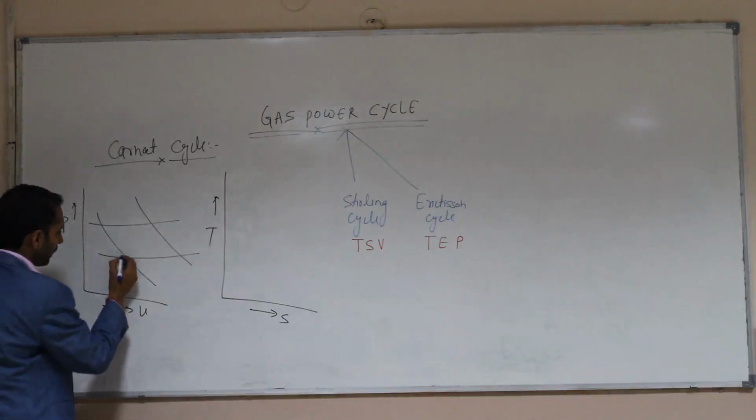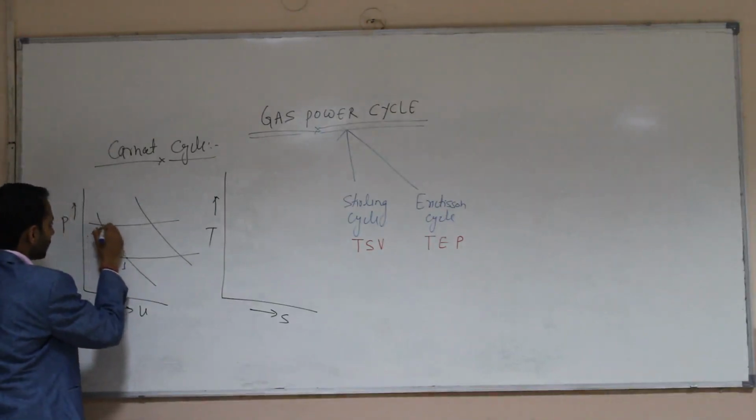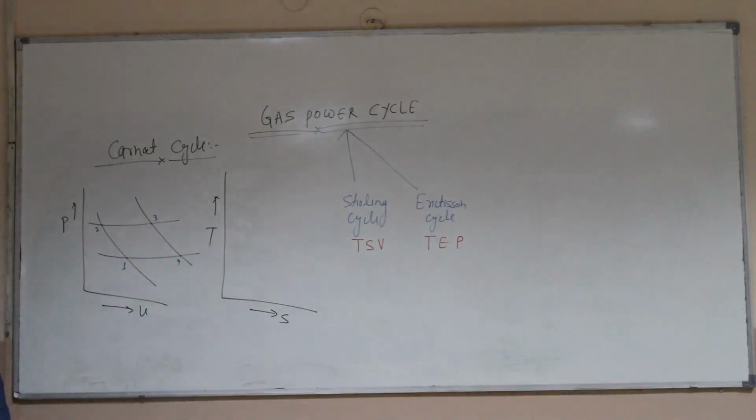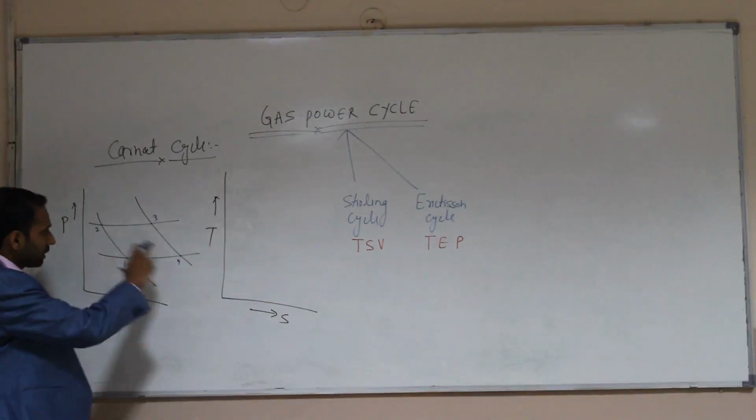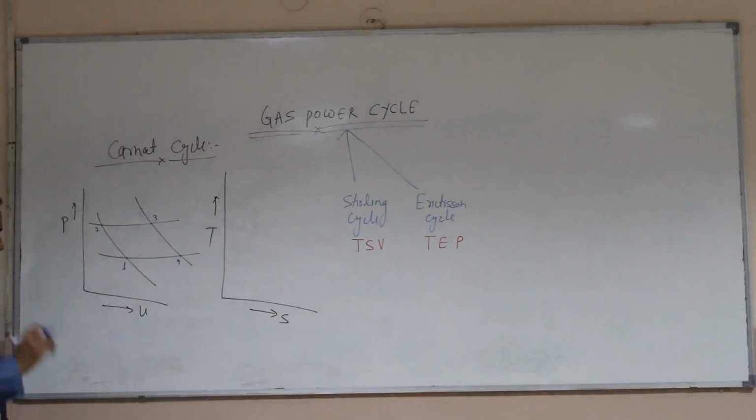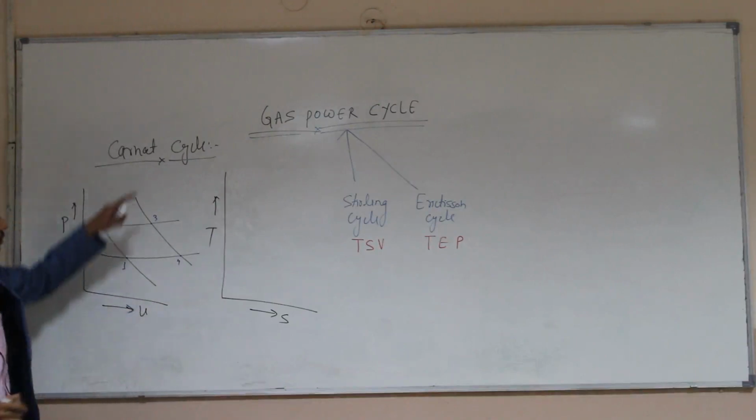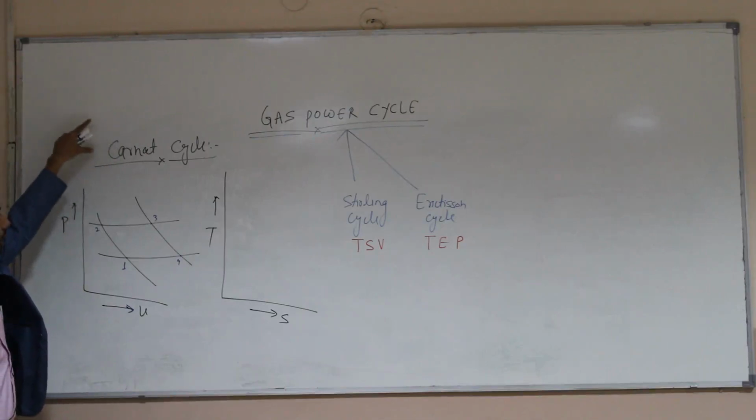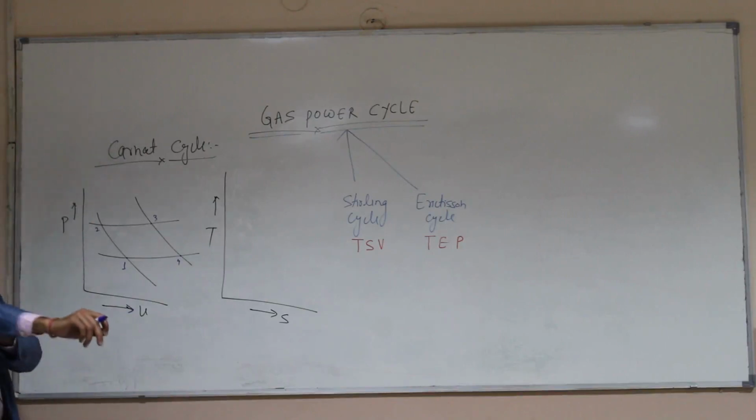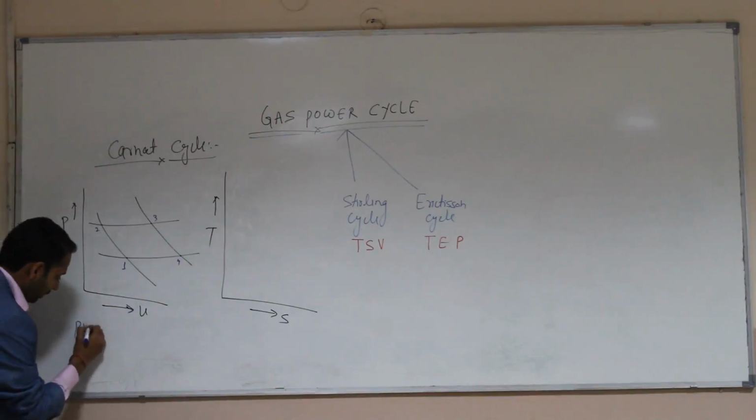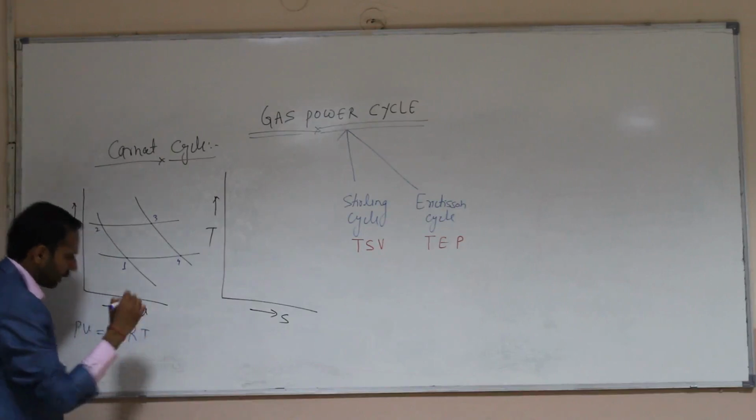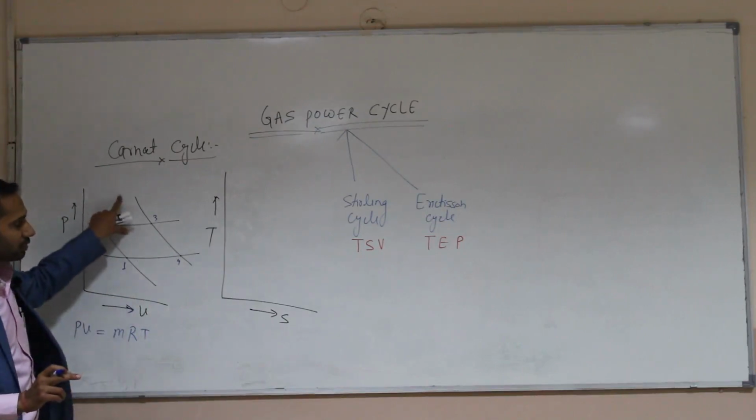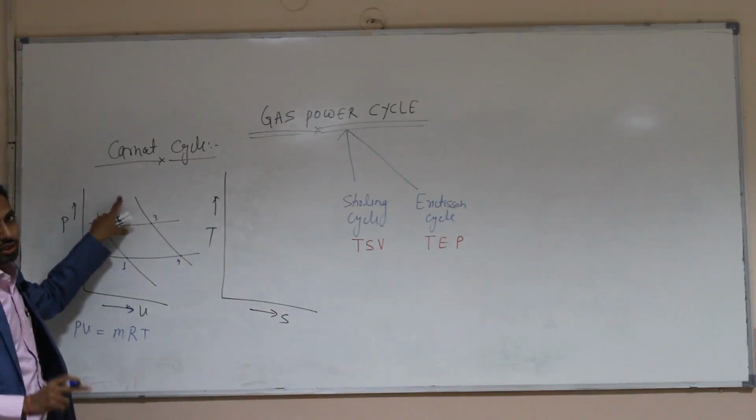The first question that comes to our mind when we are drawing these curves is, why are these lines curvilinear? Why do we not draw these lines as straight lines? As we know, the working fluid in the cycle is a gas, and this gas is considered an ideal gas, and we all know the ideal gas equation is PV equals mRT.